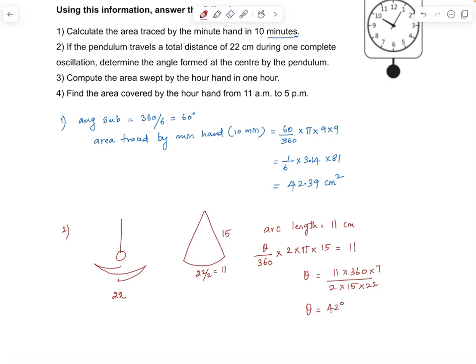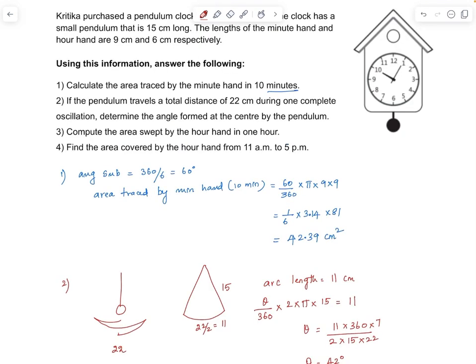Question 3. Compute the area swept by the hour hand in 1 hour. This is the hour hand in the clock and it is 6 centimeter long. Assume it moves from 10 to 11. There are 12 hours. The entire 360 degree has to be divided by 12 to get the angle spanned by this hour hand when it moves 1 hour. That is, theta will become 360 upon 12, which is 30 degree.